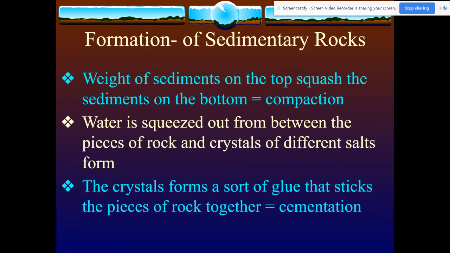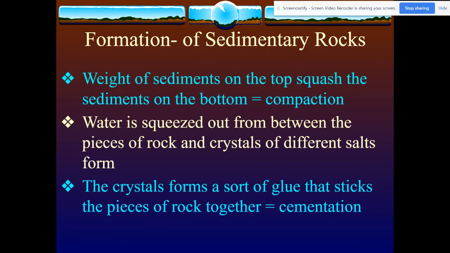Formation of the sedimentary rocks: the weight of the sediments on top of one another squashes the sediments on the bottom. We call this compaction. So at this point, we're not getting rocks, we're just crushing everything together. Think about a trash compactor, or stepping on a pile of garbage with your foot and pushing it down. The water is squeezed out from between the pieces of rock and the crystals, the different salts, form. So this is really just talking about how water is getting out of the rocks. It's funny, we say crystals here, and it was grains in the first part, so it's just letting those grains formulate on their own.